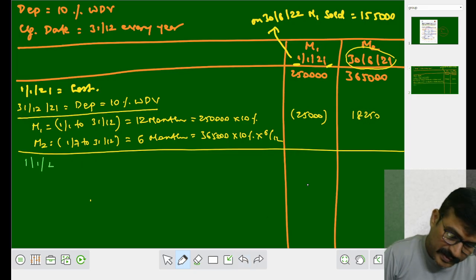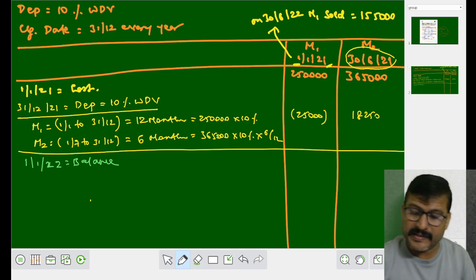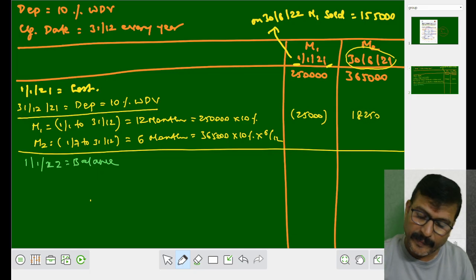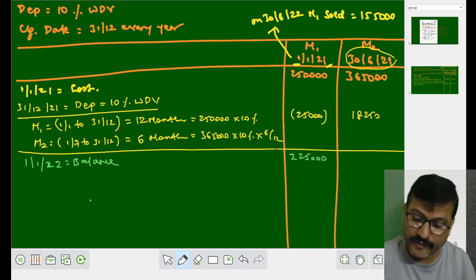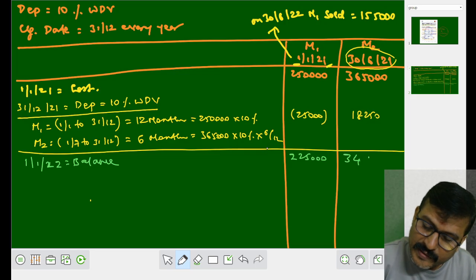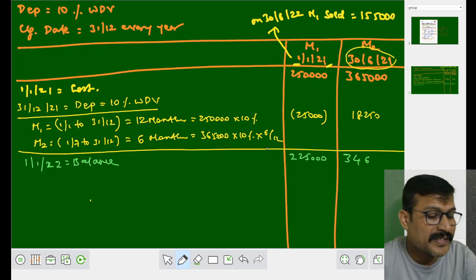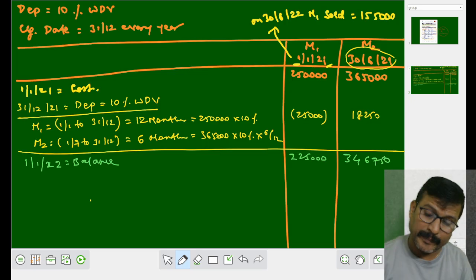So, balance. Balance comes how much? 2,50,000 minus 25,000 is 2,25,000. 3,65,000 minus 18,250, it comes to rupees 3,46,750. Okay, what happened after that?